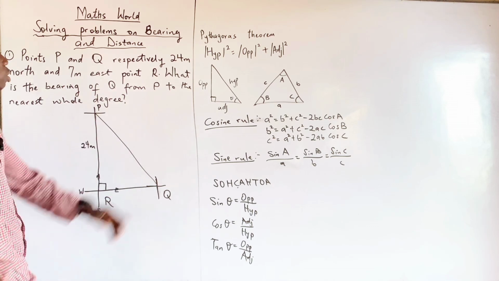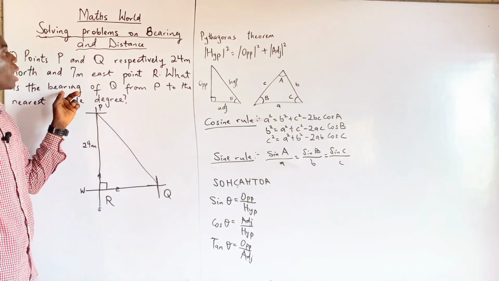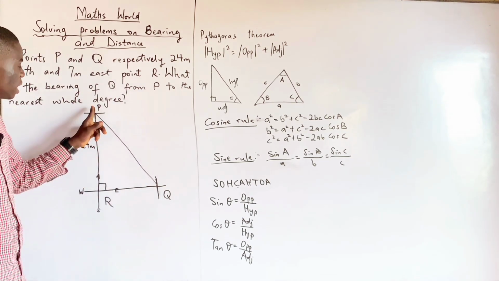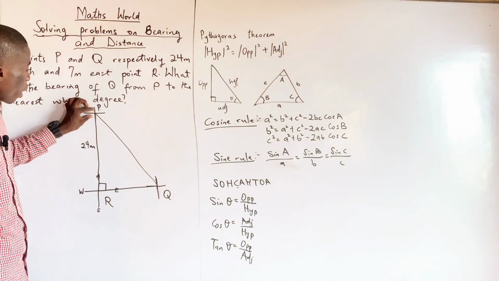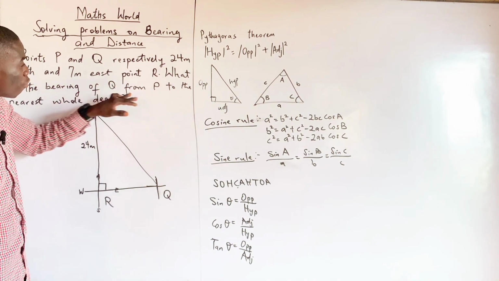Let's now go to the question. The question says, what is the bearing of Q? They ask for bearing, they don't ask for distance. The distance is this. The bearing is the angle. Remember what I told you: it is the angle position of a point from another point. So they said, what is the bearing of Q from P?